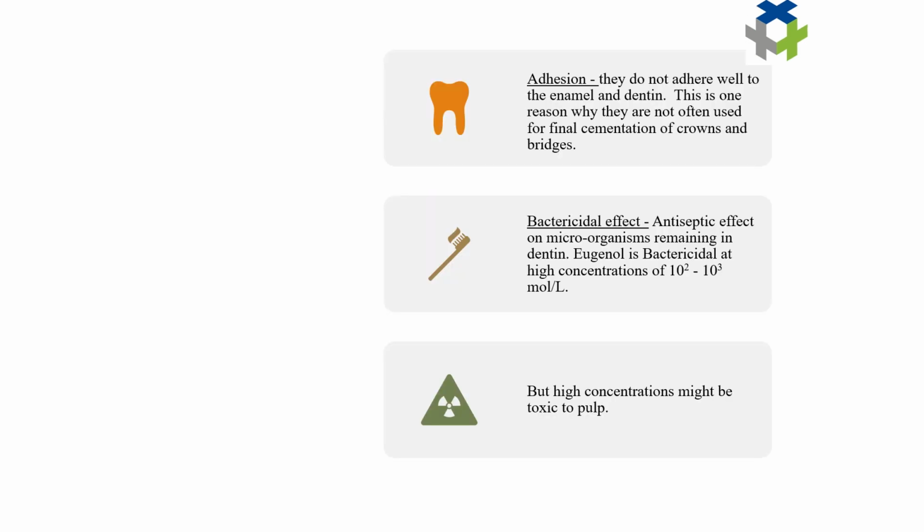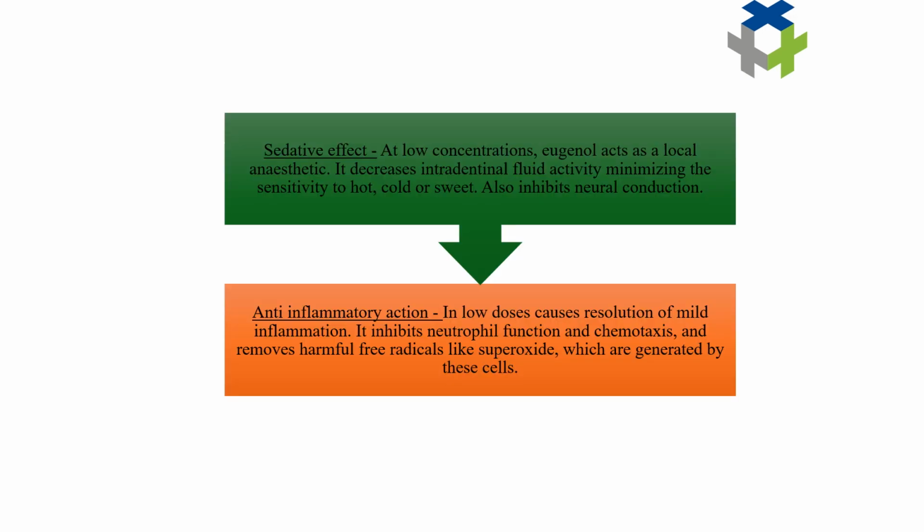So coming on to adhesion, they do not adhere well to the enamel and dentin. This is one reason why they are not often used for final cementation of crowns and bridges. And coming on to bactericidal effect, it has an antiseptic effect on microorganisms remaining in dentin. Eugenol is bactericidal at high concentrations of 10 power 2 to 10 power 3 moles per liter, but high concentrations might be toxic to pulp.